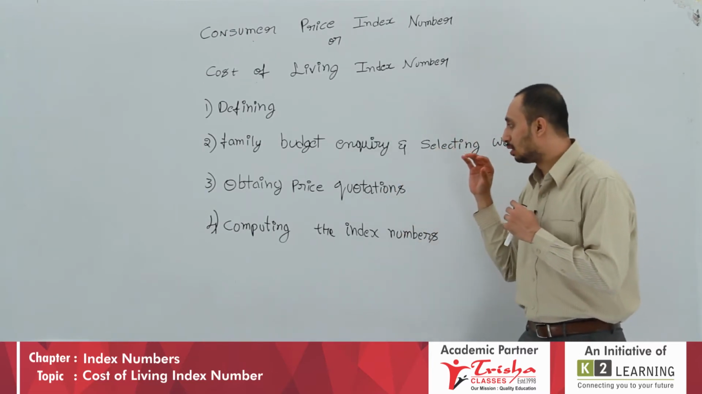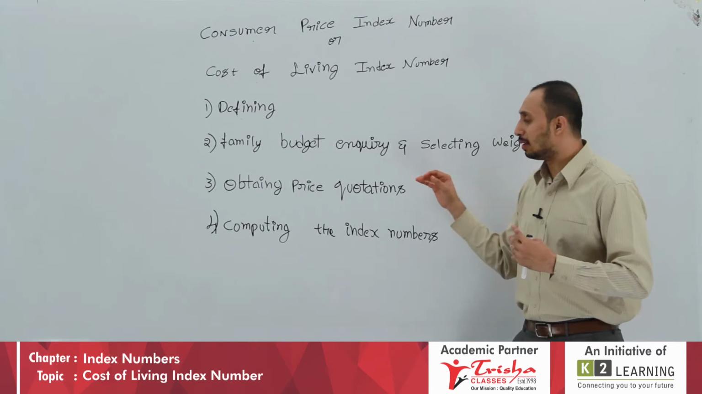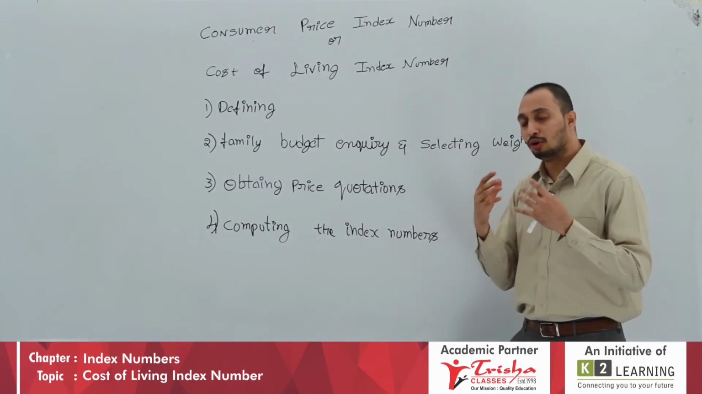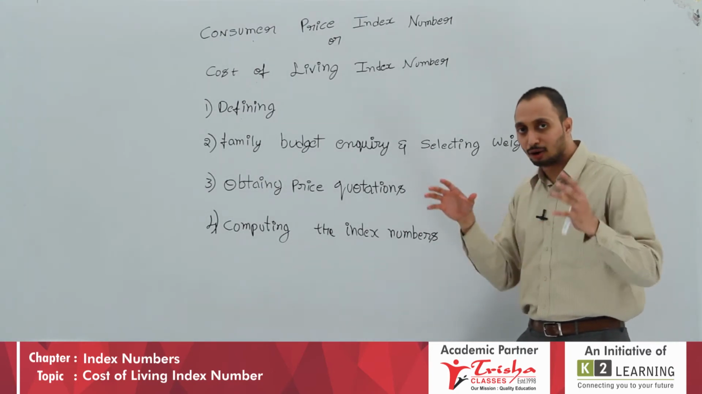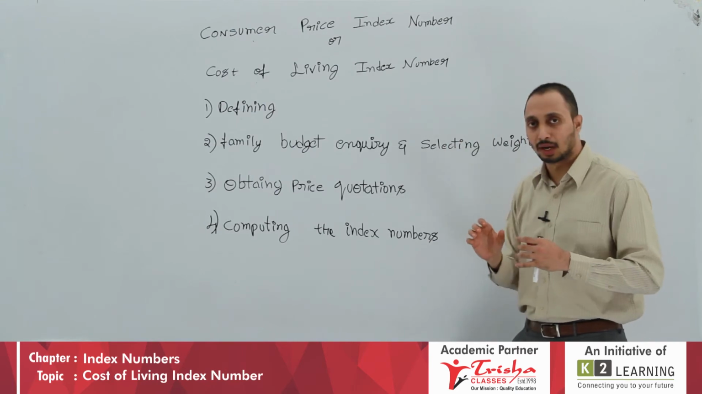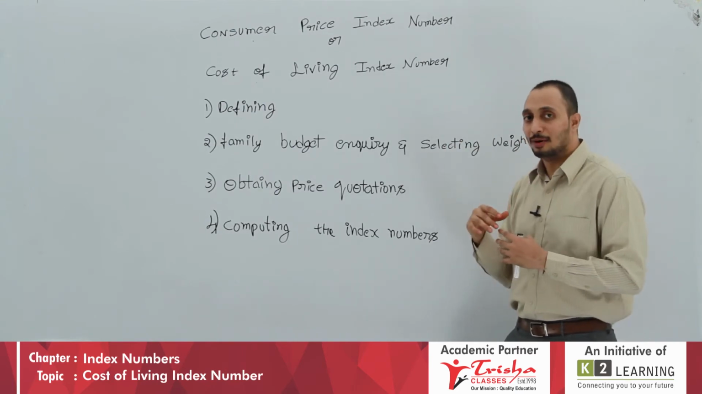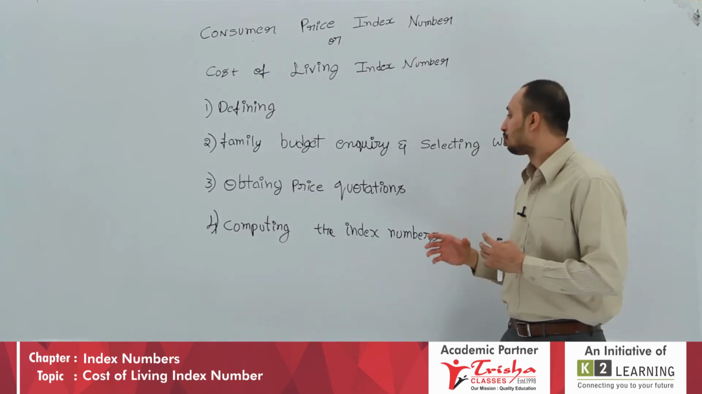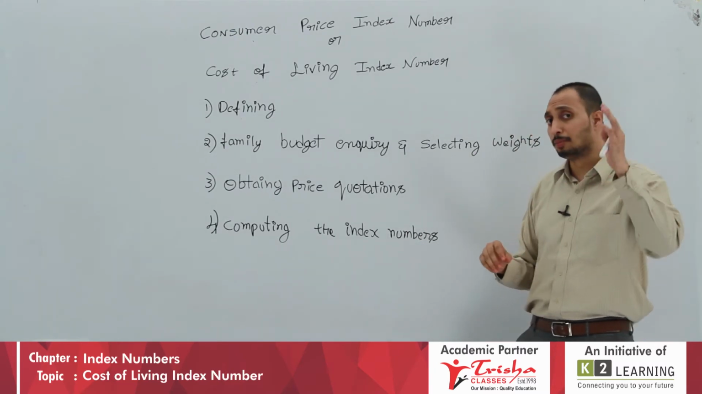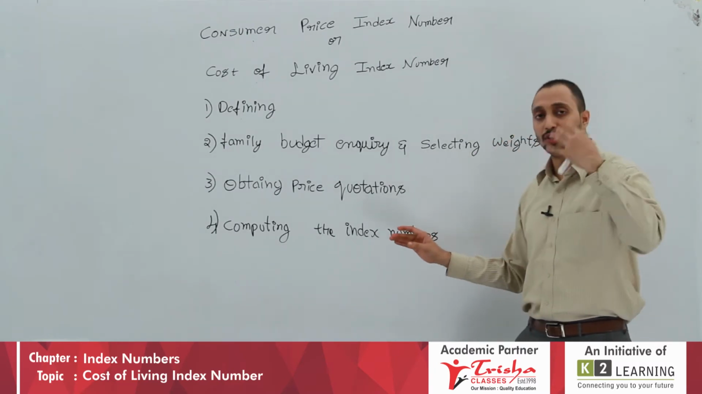Next is obtaining the price quotations. Again, the same thing I have explained before: you go to the different shops in the location in which you are doing the index number and collect the different prices these different shops are having. And the last one is computing the index number. This is the link to the next concept.